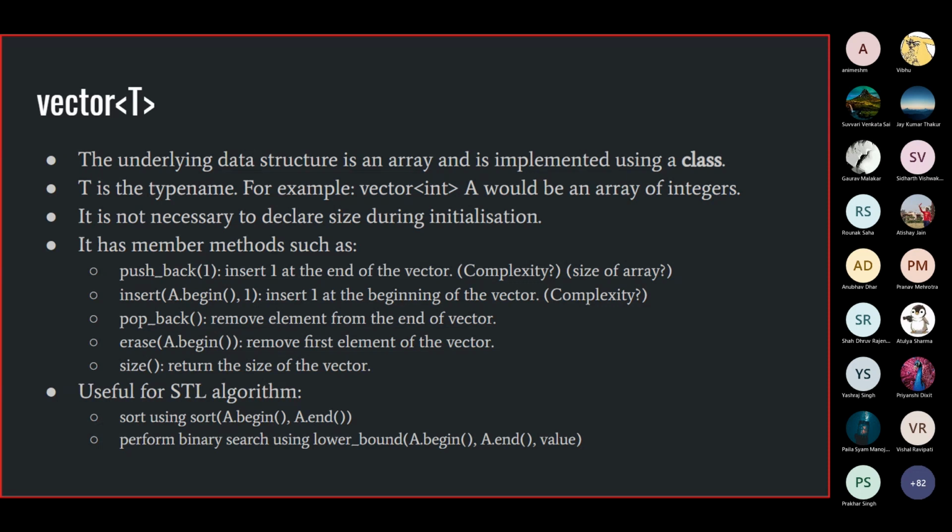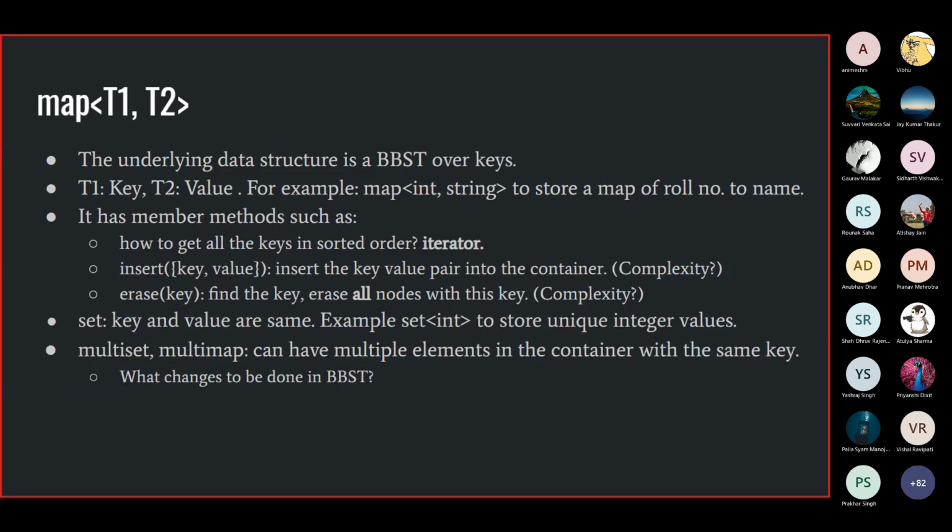Okay. So next is an associative container, map. You can think of a map as a mapping, right? There is a key of type T1 and there is a value of type T2. So you can have a map from integer to strings that can store, for example, your roll number to your name. So this would be a map.